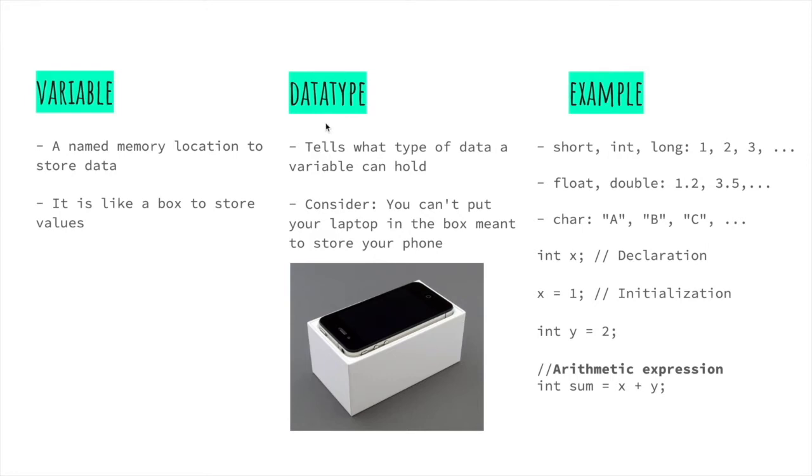We also have things like data type in programming languages. For example, let's say you buy an iPhone. So the iPhone will come with a box. You cannot keep your laptop in the box which is meant for your iPhone. Similarly, when you have some variables, there is a data type associated with those variables, and you can only put the data of that particular type into those variables.